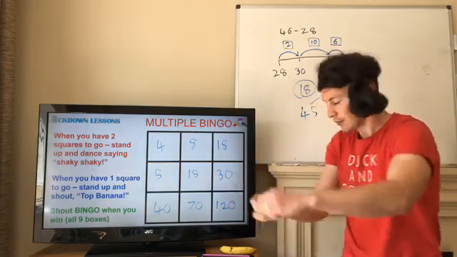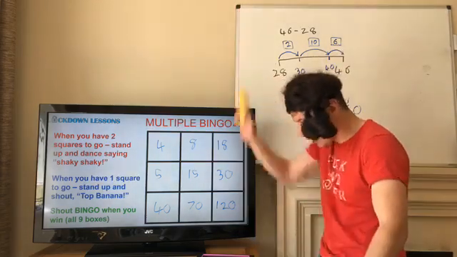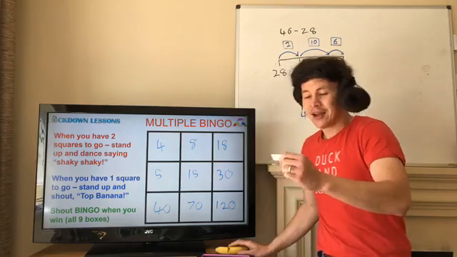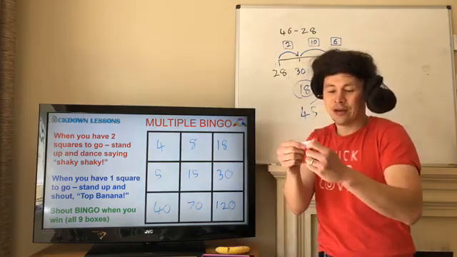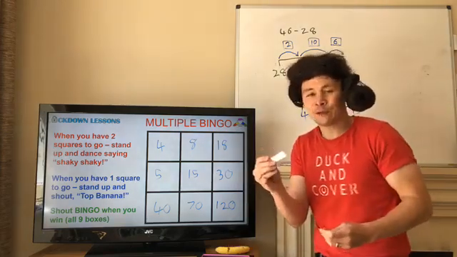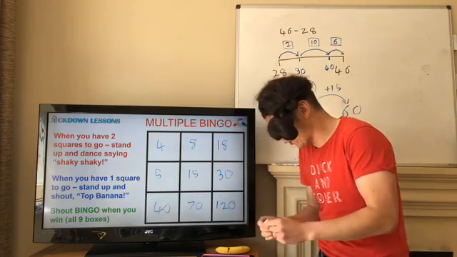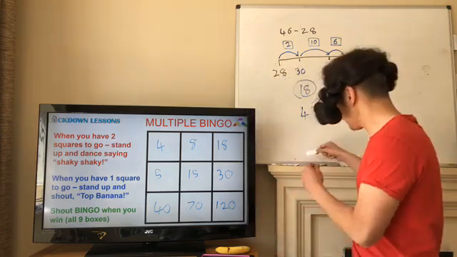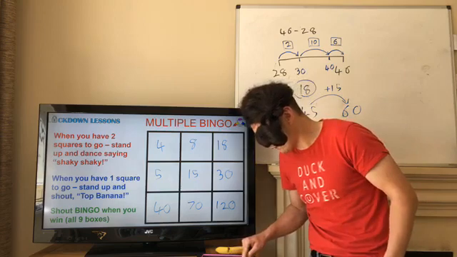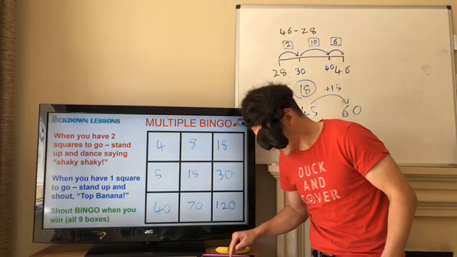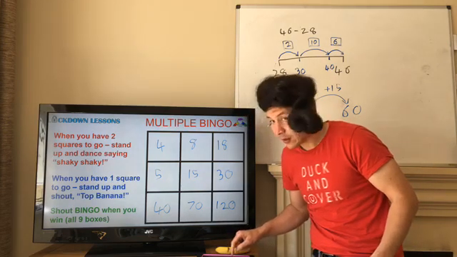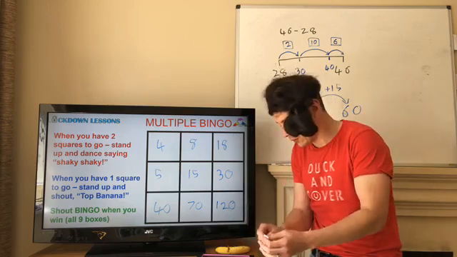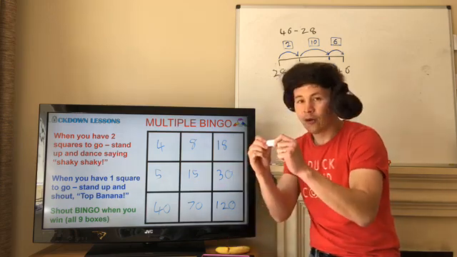Here we go. This could be another top banana. Okay, this could be a winner for all of you. 10 times 4. Have we got our final bingo coming? Nothing on this side. 10 times 4.